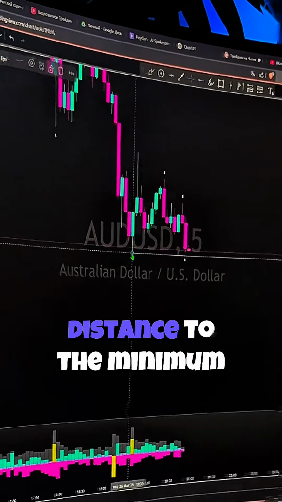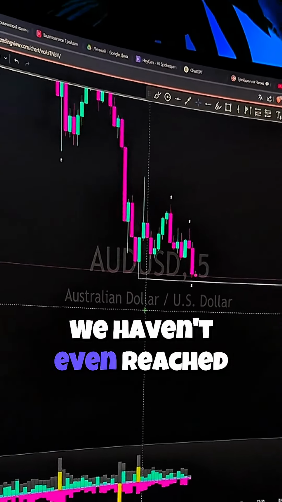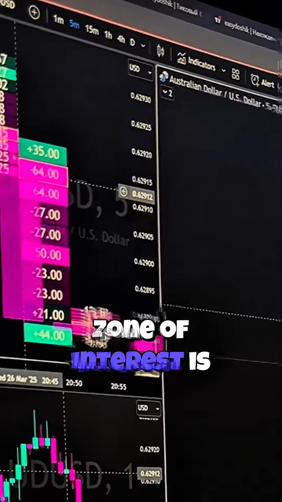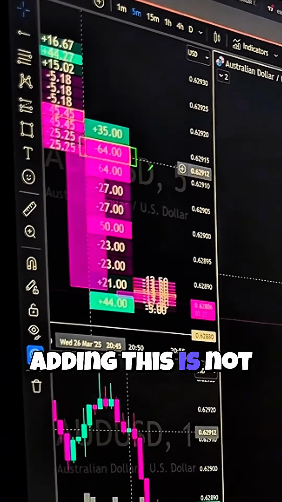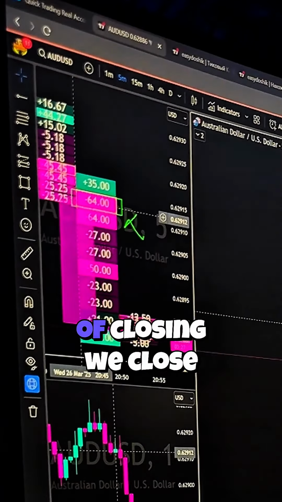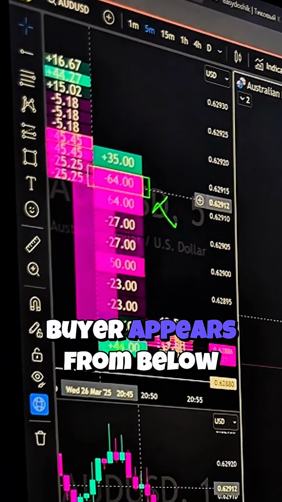There is still some distance to the minimum. We haven't even reached it yet. In the cluster, the zone of interest is above. It is not adding. This is not very good for the seller. At the moment of closing, we close on the buyer. Some buyer appears from below.